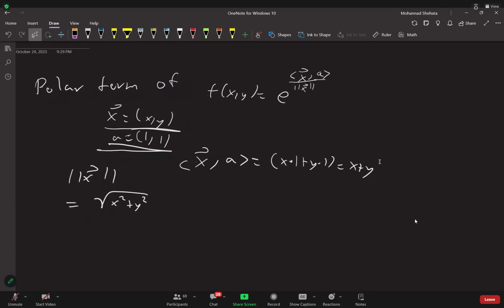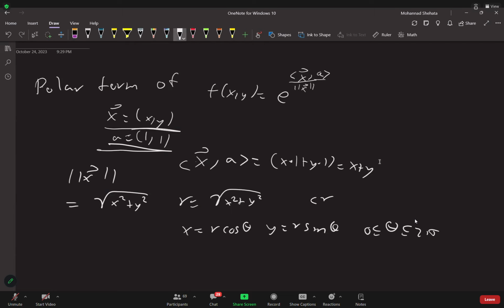Now, how do I do a polar substitution? r is equal to the square root of x squared plus y squared, and x is equal to r cosine theta, y is equal to r sine theta, so long as theta is between 0 and 2 pi. And we usually want r to be non-negative, although r being negative does have some meaning. You just have to do a reflection.